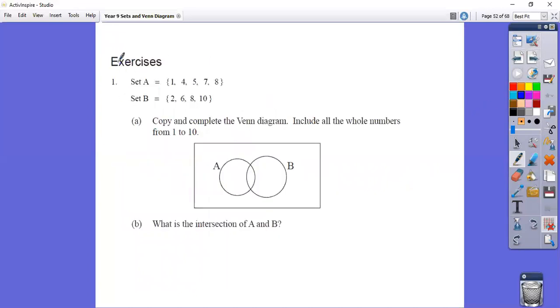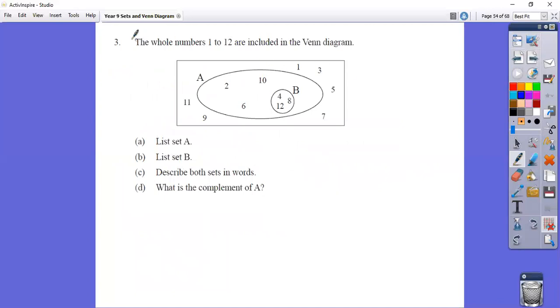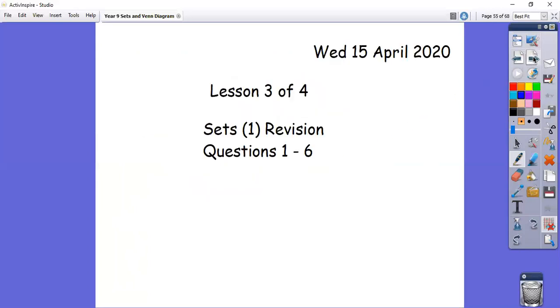But the actual homework, you see these questions here. You've got question 1, A, B. Question 2, A, B. And question 3, A, B, C, D. So 3 questions as homework to give you a really good idea of how well you've understood this topic, and that will also help me to see how far you've understood this topic. And we'll continue with this lesson on Wednesday.